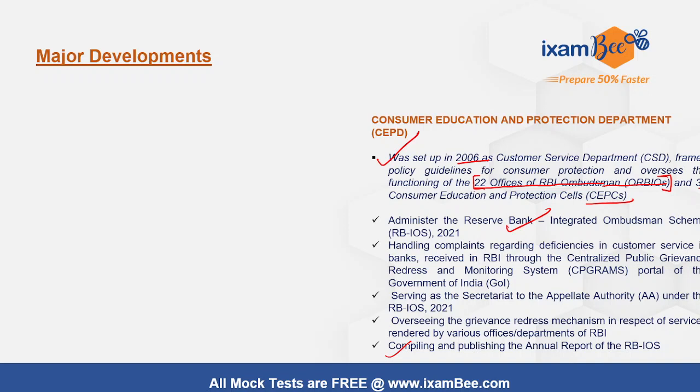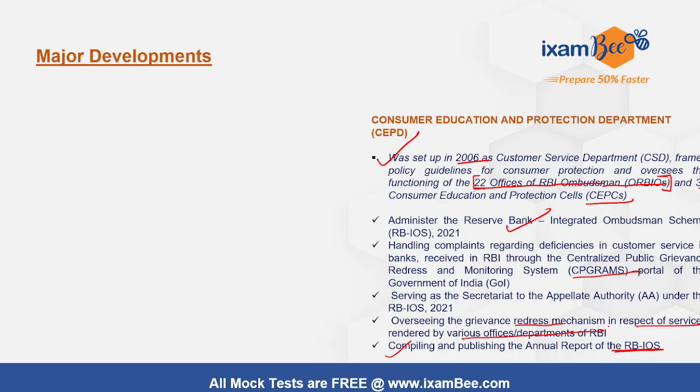The primary function of this department is to administer the scheme and compile the information related to it, and also publish the same as an annual report of this integrated ombudsman scheme, and also to handle complaints regarding deficiencies in customer services received through the CPGRAMS portal of the Government of India, and also to oversee the grievance redress mechanism in respect of services rendered by various offices or departments of RBI, and also to liaise with the banks and financial institutions. So this was about the Consumer Education and Protection Department.